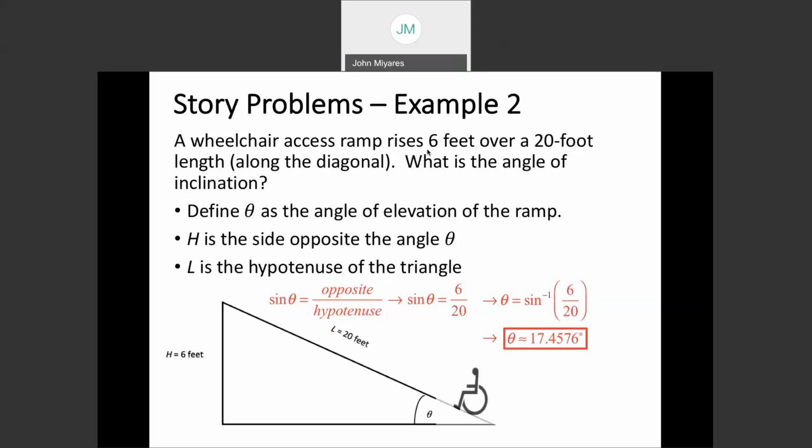Finally, we can write out our answer as a whole sentence and say that the angle of elevation of the ramp is approximately 17.5 degrees. Pay attention in WebAssign to see what the rounding rules are going to be for your answers.